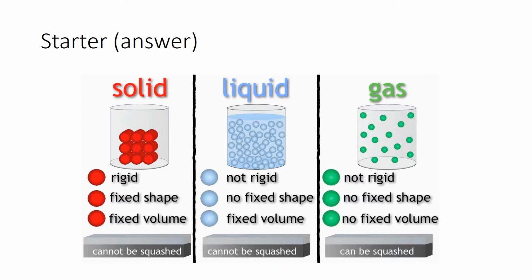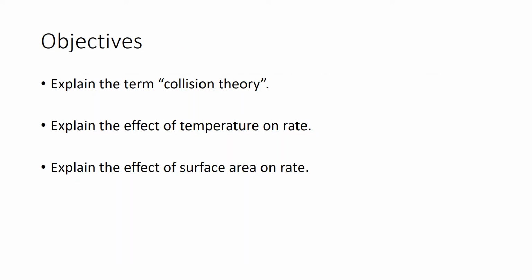Now these particles are going to be important when we are talking about collision theory, which is one of our main focuses today. So just to run you through our objectives, we want to explain the term collision theory, explain the effect of temperature on rate of reaction, and explain the effect of surface area on rate of reaction, and we'll go through what those terms all mean later on.